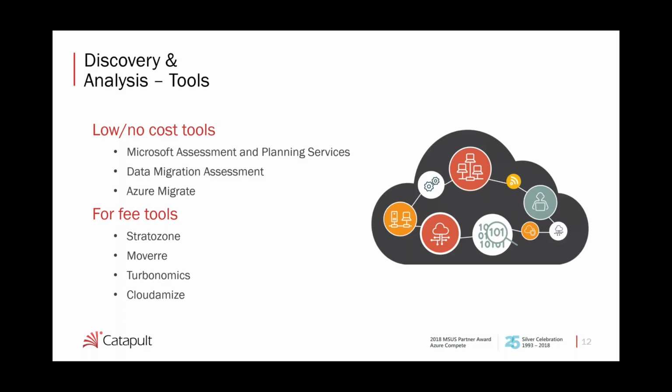There are other tools that we use. We use a tool called StratoZone a lot. We use a tool called Mover, Turbonomics, and Cloudomize. You have to pay for these tools, but we have found that, since you're paying for them, they're more comprehensive. On average, we have found that those tools save us about 3 to 5 days of work in doing a full data center assessment for a customer where they have 100, 200, or 300 VMs.